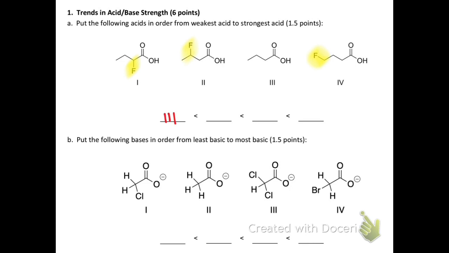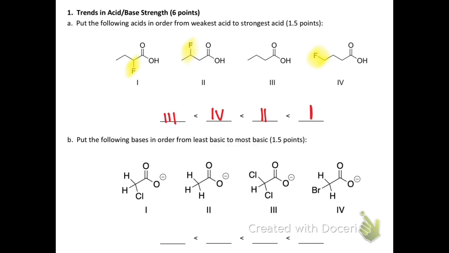Well, the one that has the fluorine that's closest to the OH bond, so the one right here, is going to be the strongest. It'll have the most pronounced impact. Then 2, and then 4, because 4, notice the fluorine is furthest away from the carboxylic acid. Part B follows a similar idea. It's also about the inductive effect, but here we're trying to rank them from least basic to most basic.